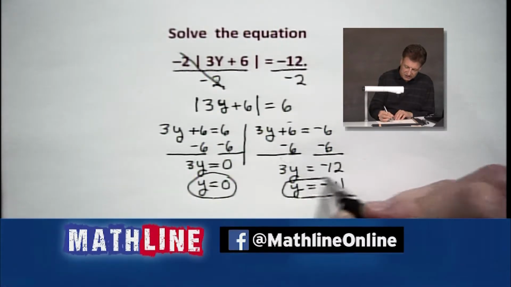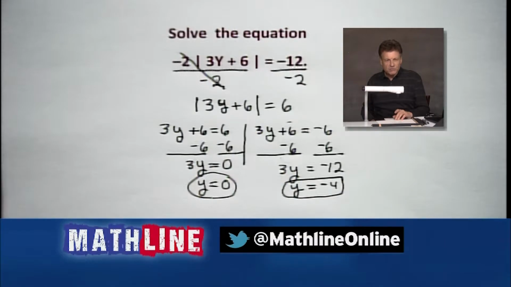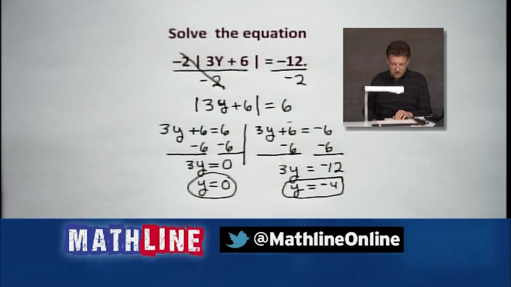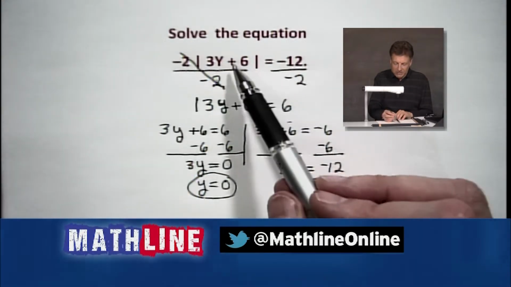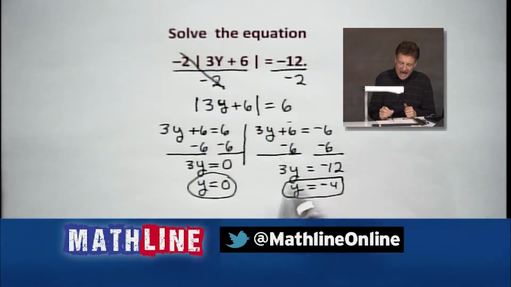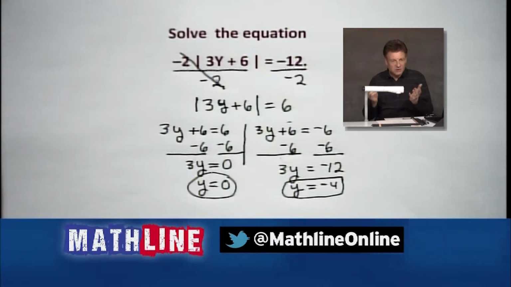And I know some of you out there are saying, I thought you said we couldn't have a negative number. No, we can't have a negative number with the bars equaling it. In other words, we can't say the absolute value of 3y plus 6 equals negative 6. No, no, no. So we are allowed a solution that'll be negative. Let's see if it works.